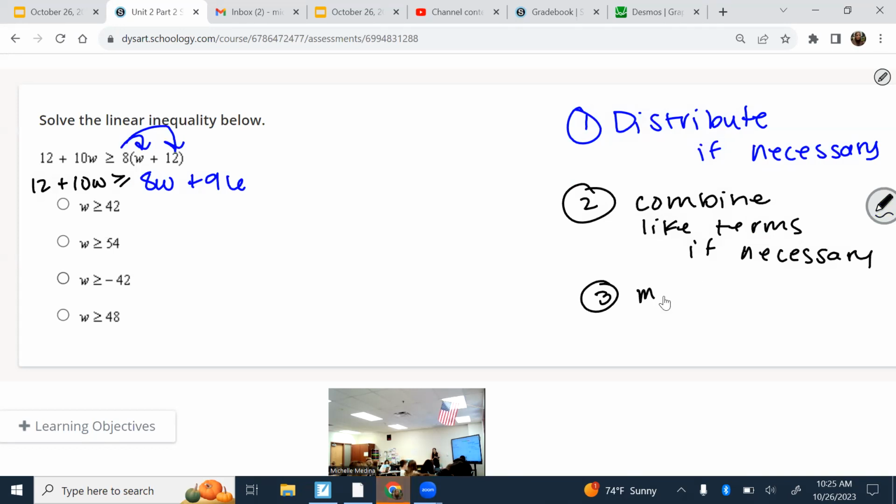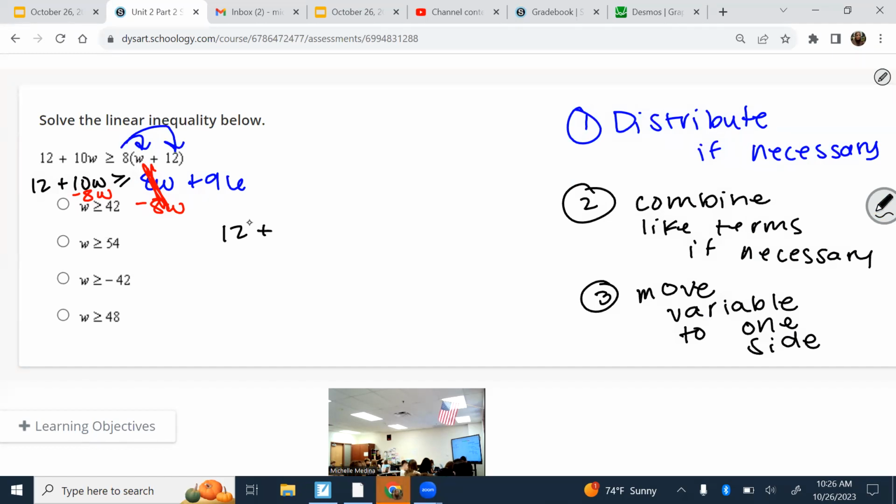After combining like terms, you move the variable to one side. Good. Sometimes it's already on one side, but if it's not, you need it to be on one side. It does not matter which one you move. Do you want to move the 10W or the 8W? And how will I make the 8W cancel? Whatever you do on one side of the symbol, you do on the other. So that cancels it on the right. On the left, I have 12, and notice I lined it up with its like term. What's 10W minus 8W? It's positive, so I'm going to put plus 2W. I don't flip the sign when I subtract, so leave it alone. Greater than or equal to 96.